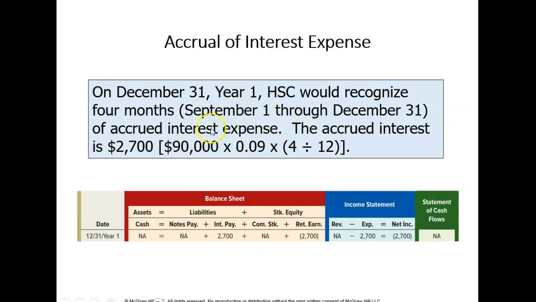So remember the interest formula is principal times rate times time. We borrowed 90,000. 9% is the annual interest rate. The loan has been outstanding for 4 months out of 12 months. Therefore, the accrued interest totaled $2,700. So on the balance sheet, you'll recognize interest payable for $2,700. Under retained earnings, it would decrease by $2,700 because that $2,700 is known as your interest expense.